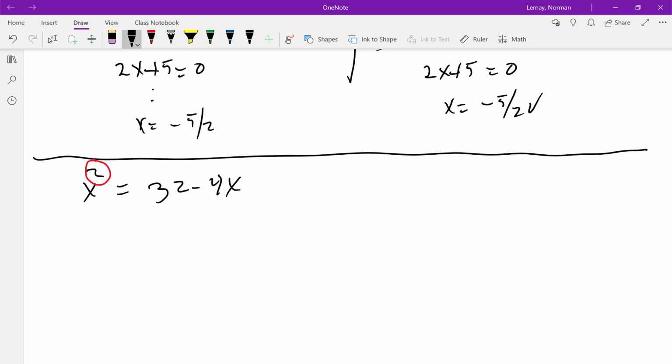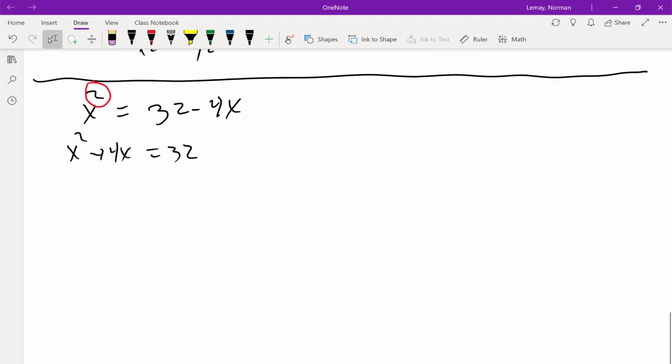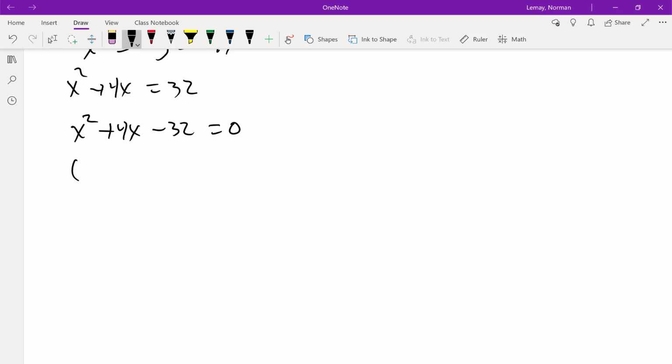All we do is bring everything to one side. So add 4x to one side, and I get x squared plus 4x equals 32. Now subtract 32 from both sides. So x squared plus 4x minus 32 equals 0. Now we have it in our form, and now we have our straightforward factoring.